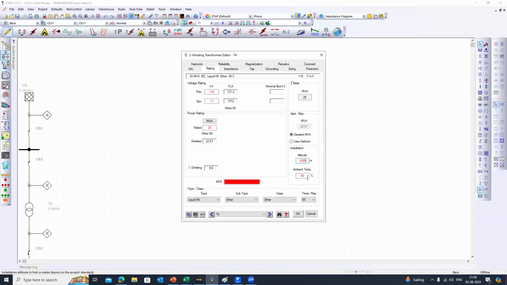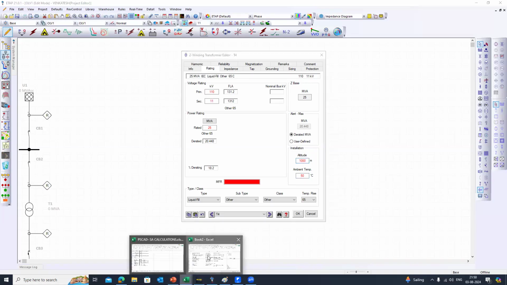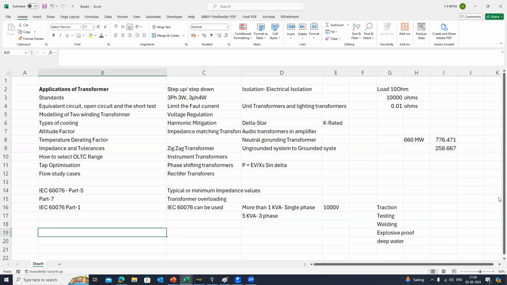If your transformer is designed for, let's suppose, 50 degree ambient, and you are using it at this ambient temperature, that means at 50 degrees your transformer is derated to 20.448. Suppose you can take it like this. Suppose you have designed a transformer for 50 degree ambient temperature, which is of 25 MVA.